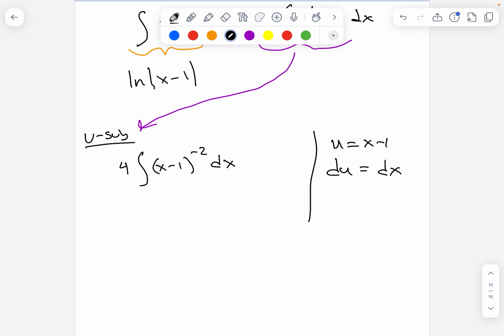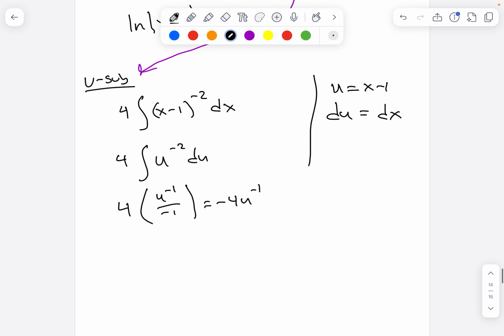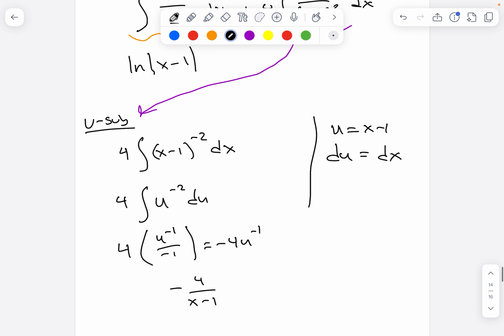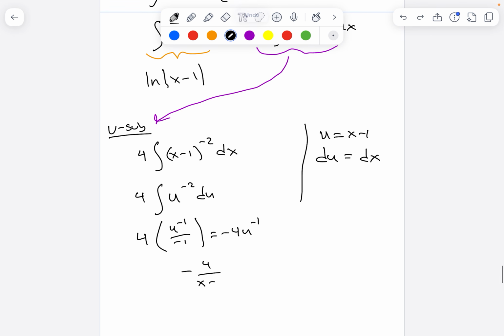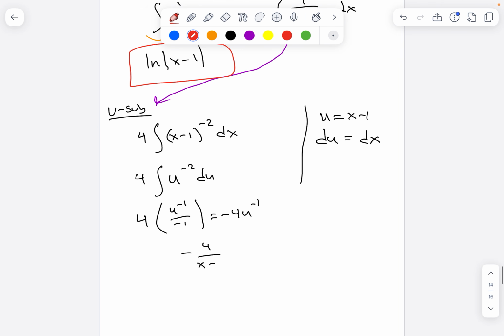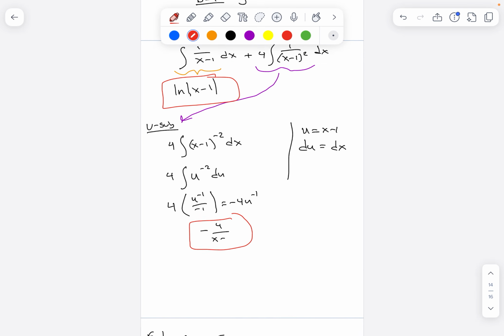So now I'm going to rewrite all of this. So I get 4 times the integral of u to the negative 2 du. And using power rule, we can get that this is 4 times u to the negative 1 over negative 1, which is equal to negative 4 u to the negative 1. Now substitute our u back in. We get negative 4 over x minus 1. So now I'm going to combine these two integrals that we have just solved for into one.